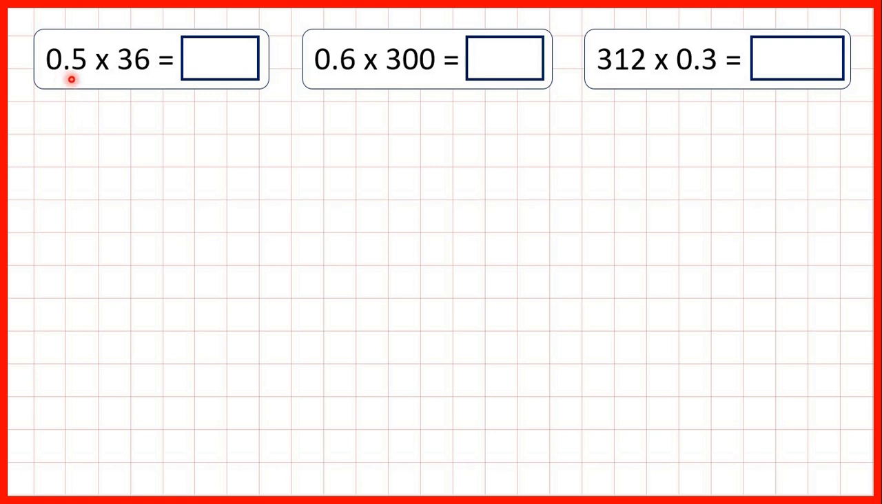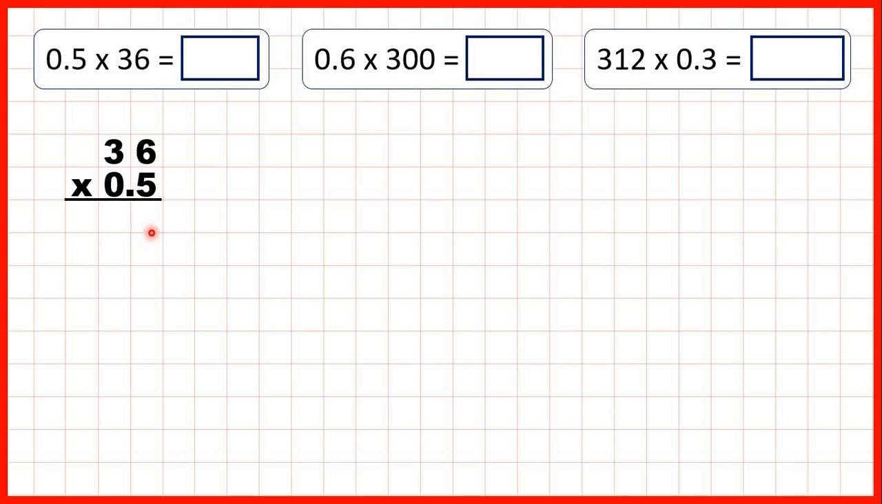We have 0.5 times 36. So we can set this out as a column multiplication, but we should write the 36 on the top line and the 0.5 below, because 0.5 has 0 ones, which means we won't need a second answer line because anything times 0 is 0.